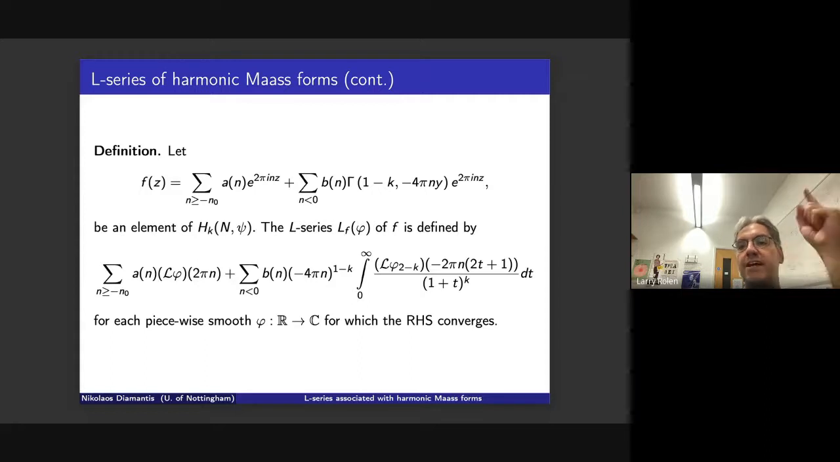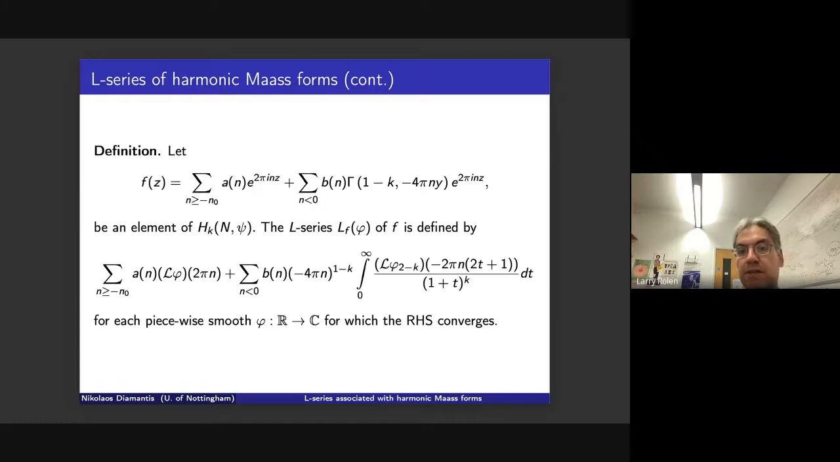So in other words, the variable of the L-series is not anymore a number, but this phi, which can be suitably restricted in any form you want. For the time being, we can be flexible. We can say that we define it for each piecewise smooth phi from R plus to C, for which the right-hand side converges absolutely. Actually, I should have stressed the absolutely.